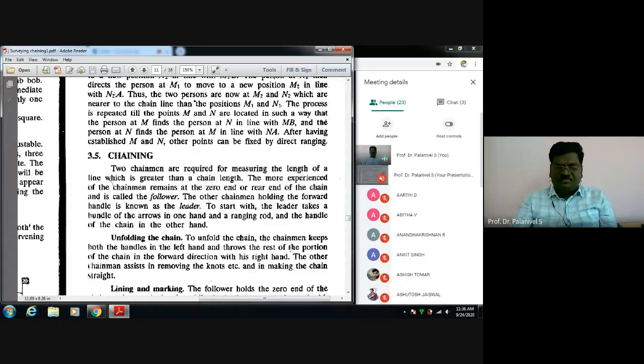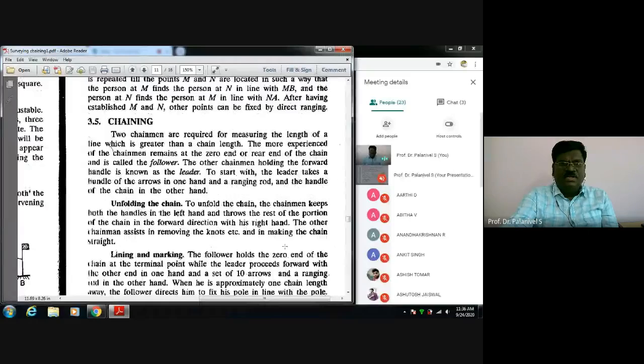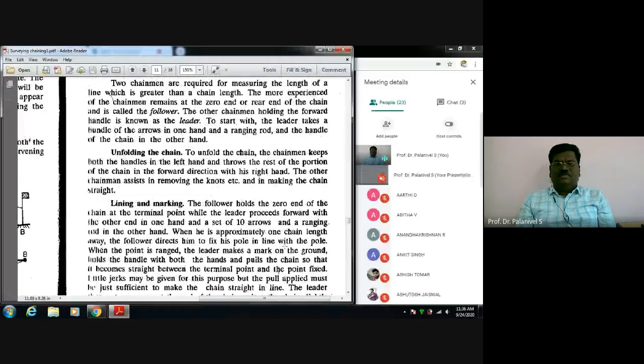Next I am telling you how to unfold a chain. That is very important, because in the lab the chain is kept in folded form. When you go to the field, you have to unfold it in a prescribed way. Otherwise, you will get so many knots and it will be very difficult to remove them. There is a way of doing it, whether you are using a 20-meter chain or a 30-meter chain.